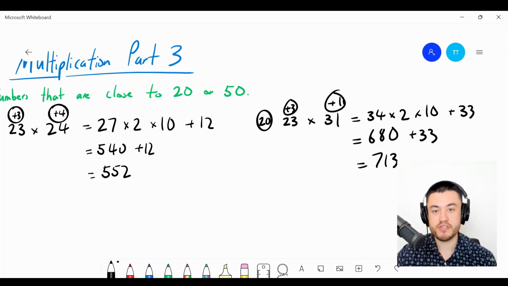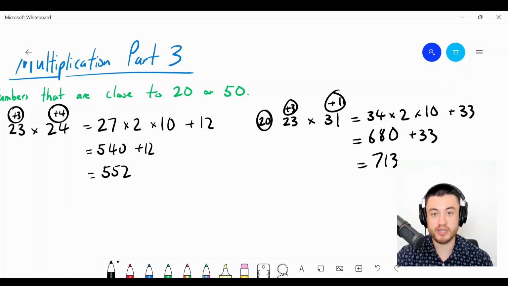So notice that the reference technique is really good for numbers that are close together. So far we haven't discussed what we should do if our two numbers are very far away from each other. So if we had something like 23 times 82. So at the moment, the strategy works for numbers that are close together, and this time we're using 20 as our reference.